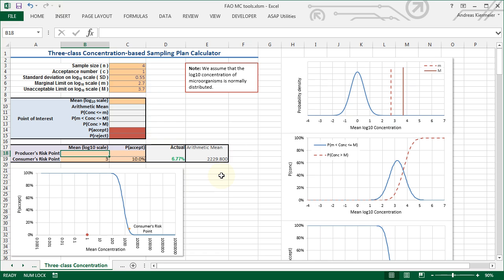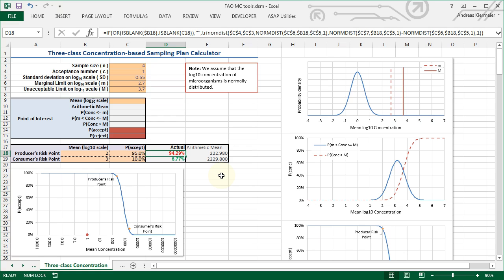So what would happen if we had a producer's risk point where we had a mean concentration on the log scale of 2 and an associated probability of acceptance of 95%. In this case, the actual probability of acceptance is just lower than the 95% that we specified, and hence why the color here is in red. And you might say that this is close enough and that you don't want to do anything else and just leave it at this.